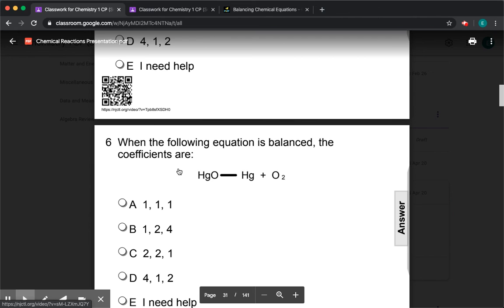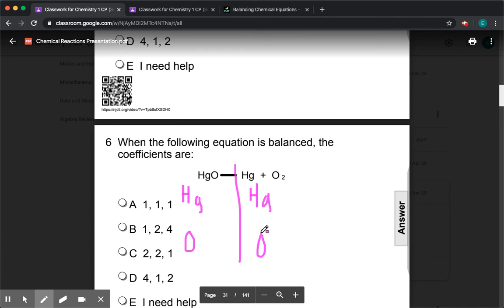When the following equation is balanced, what are all the coefficients? Okay. Step 1, separate both sides, make a table of elements. What are our elements? We have Hg, and then we have O. Hg, and we have O. With one of everything right now, how many Hg's on the left? 1. How many oxygens on the left? 1. How many Hg's on the right? 1. How many oxygens on the right? This is O2, so you have 2.